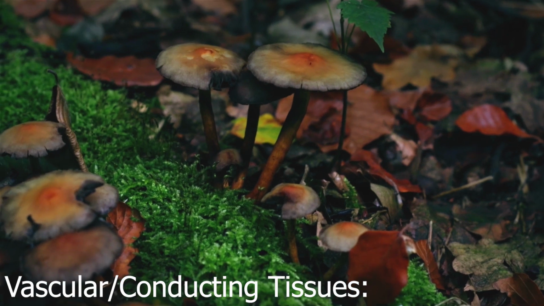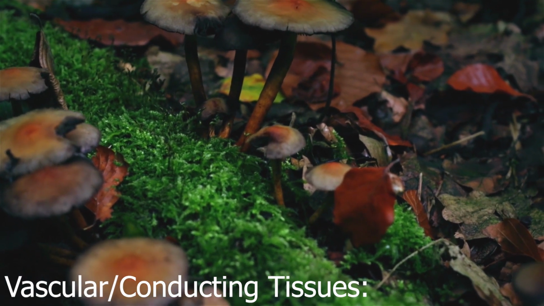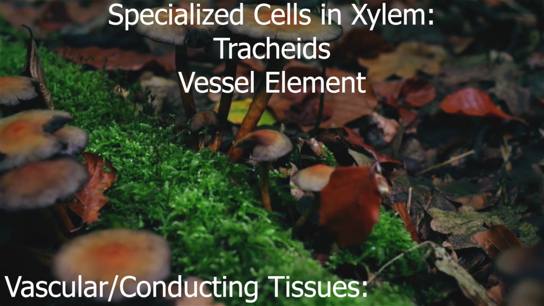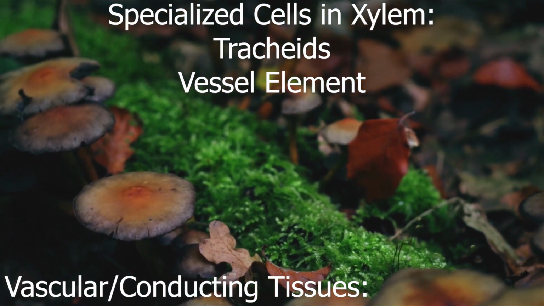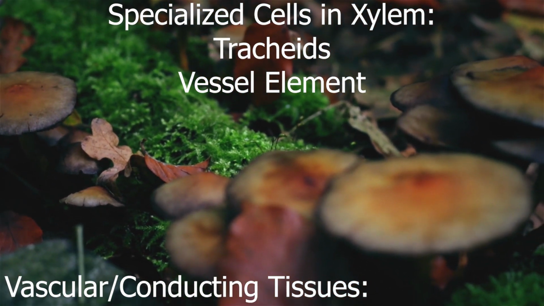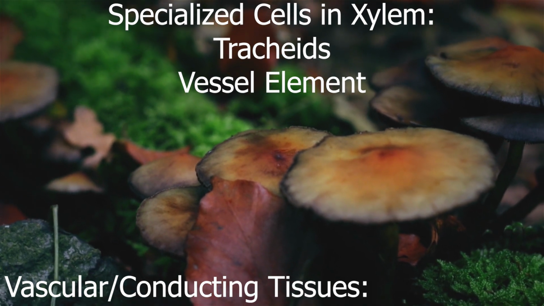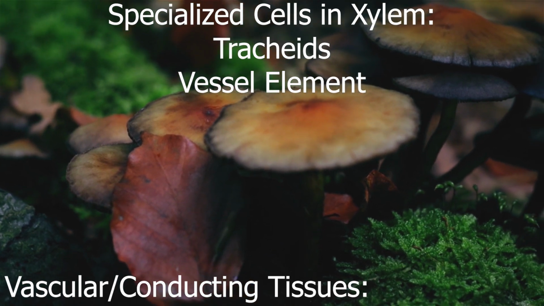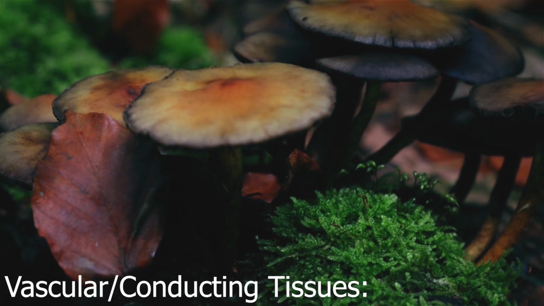Now, let's talk about xylem. Xylem is the pipeline for water and dissolved minerals. It transports these essential minerals from the roots, typically upward to the stem and leaves. There are two main specialized cells found in xylem. We have the tracheids and the vessel elements. The tracheid is an elongated tube-shaped cell for strength and water conduction. Meanwhile, vessel elements are similar to tracheids, of course, but they form continuous tubes for even more efficient water flow.